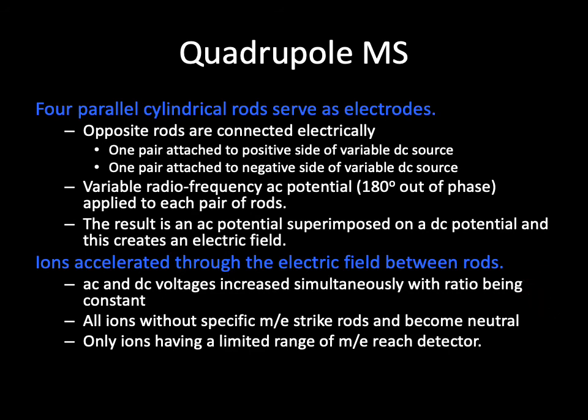All the ions without a specific mass to charge ratio strike the rods and then become neutral. Only ions having a limited range of mass to charge ratio reach the detector.